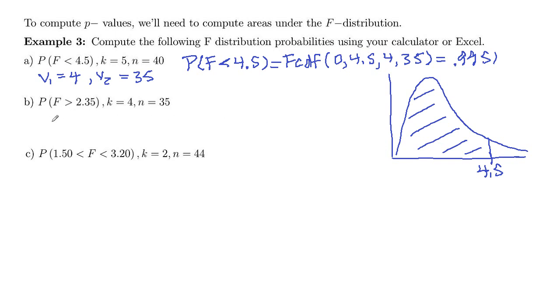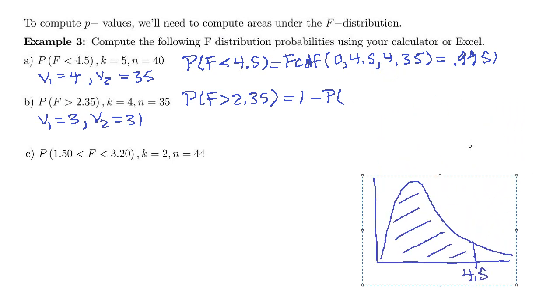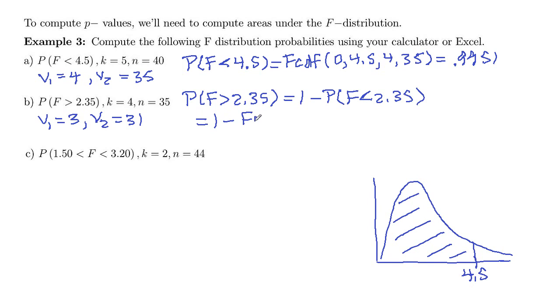How about F greater than 2.35? So K is 4, so V1 is going to be 4 minus 1, 3. And then V2 is n minus K, 35 minus 4, 31. And so our probability here is that F is greater than 2.35. Well, FCDF gives less than probabilities, so we need to write this in terms of a less than. So 1 minus the opposite probability that F is less than 2.35. So this will be 1 minus FCDF. Our lower would be 0, our upper cutoff 2.35, and then our degrees of freedom 3 and 31.